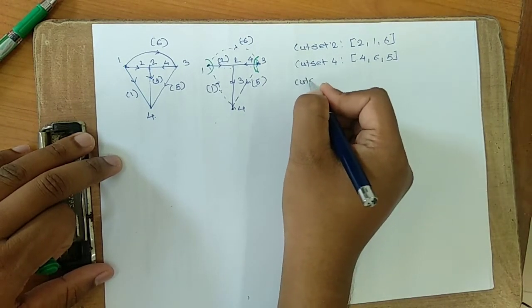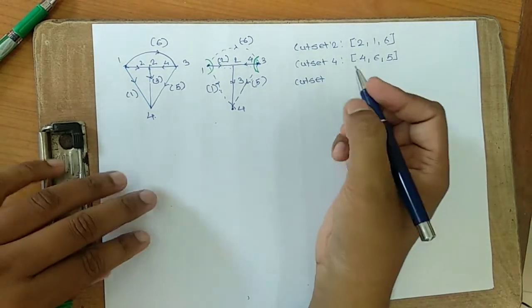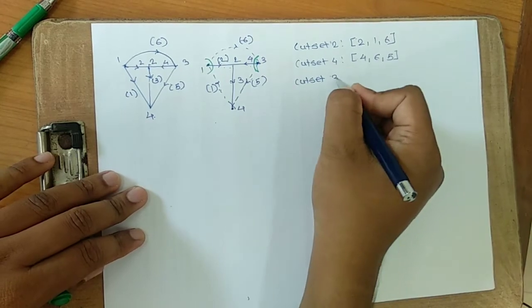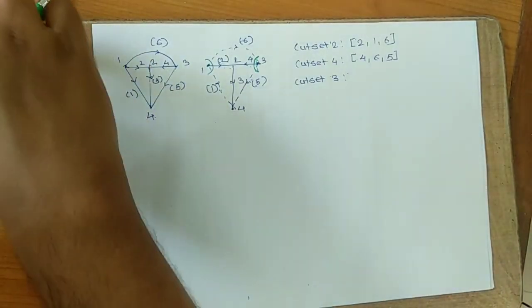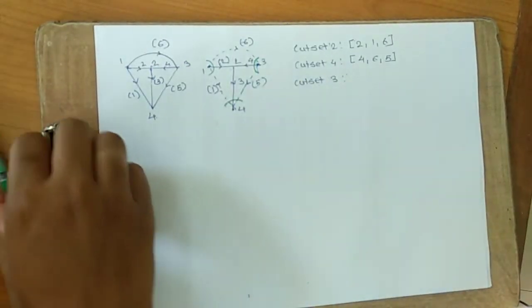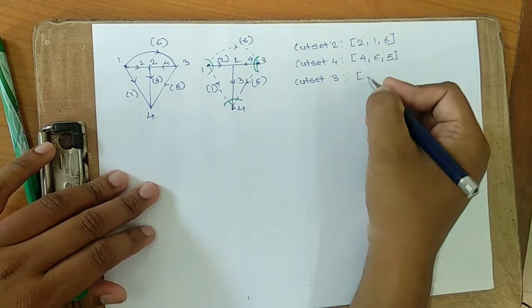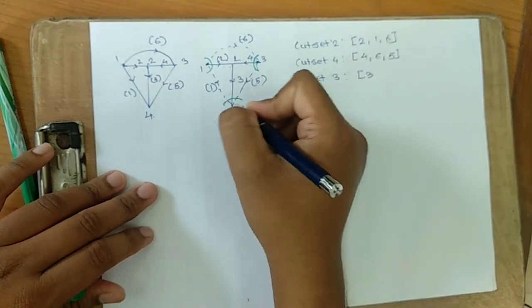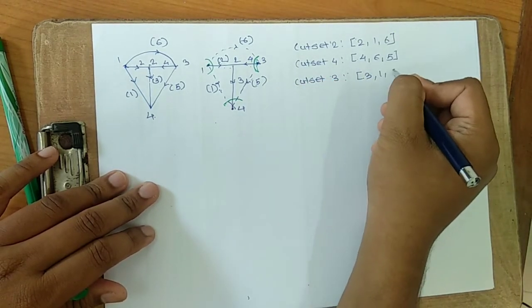The next cut set is number 3 because only the third twig remains. So I will cut this node, and I will write 3 first. Then which branches are cut by this cut set? 3, 1 and 5.